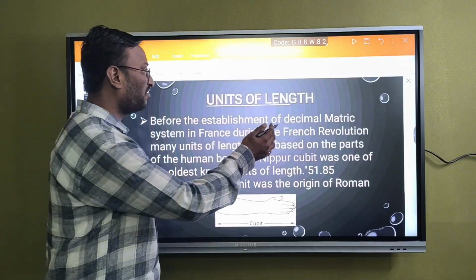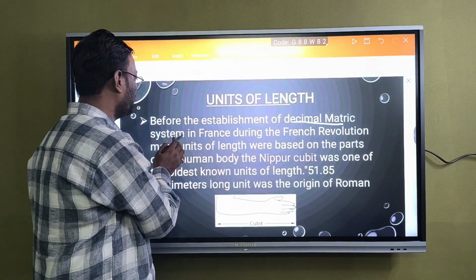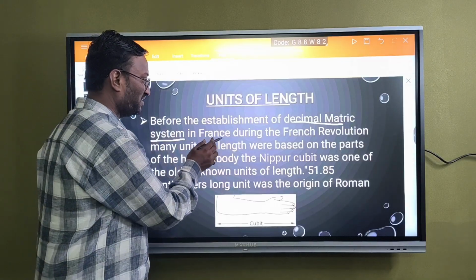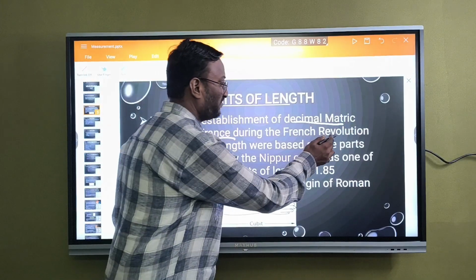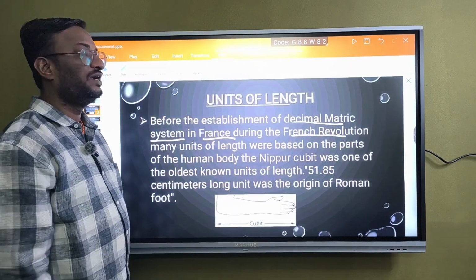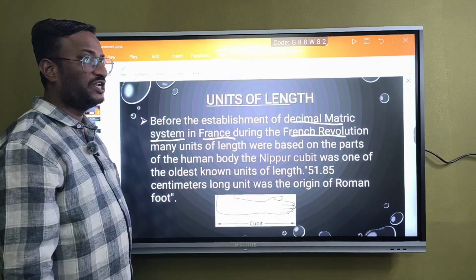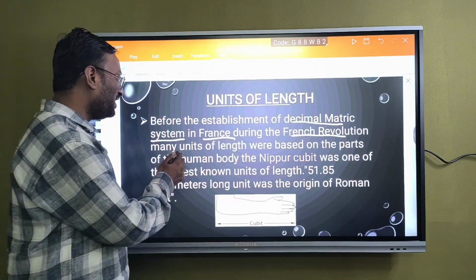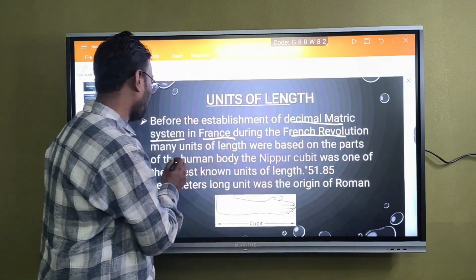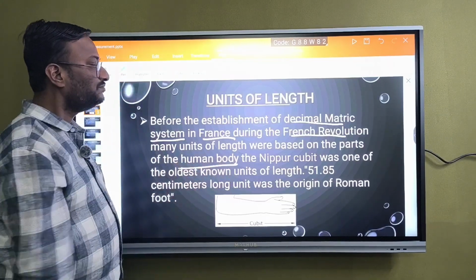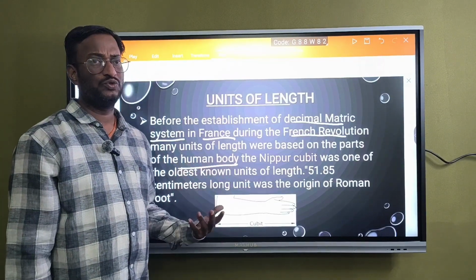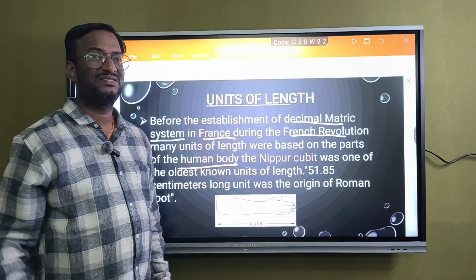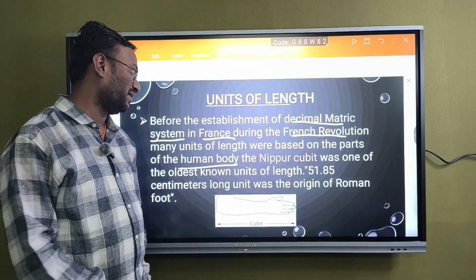Before the establishment of the decimal metric system, which was first established in France during the French Revolution. When was it established? During the French Revolution time. In your social studies you have studied about the French Revolution, years, everything. Many units of length were based on the parts of the human body. So at that time they used human body lengths first of all, I mean hands, legs, height, shoulders, like that.